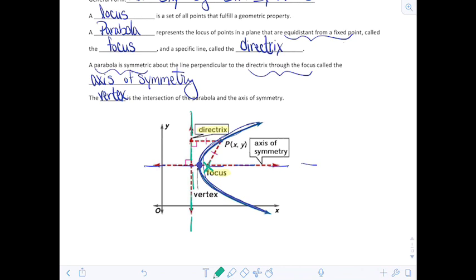And I always mark the focus with an X because in some of the equations we want to make sure that we know the difference between where the focus is and where the vertex is. So I mark the focus with an X. So the focus is always on the inside of the parabola, and it is on the axis of symmetry. The directrix always runs along the outside of the parabola.